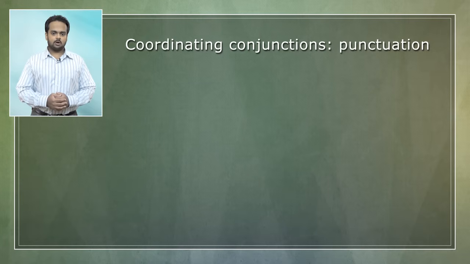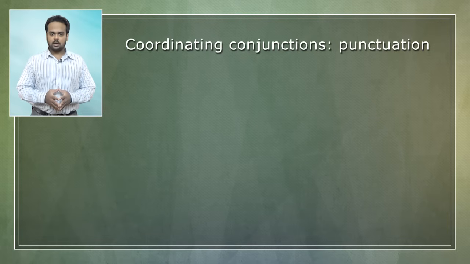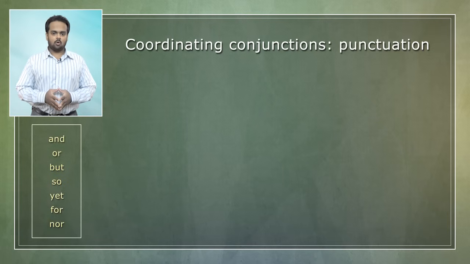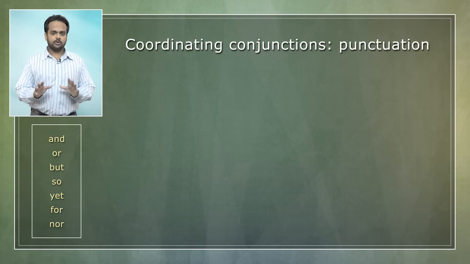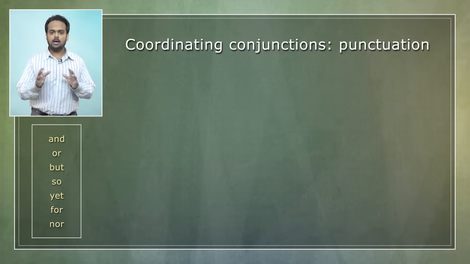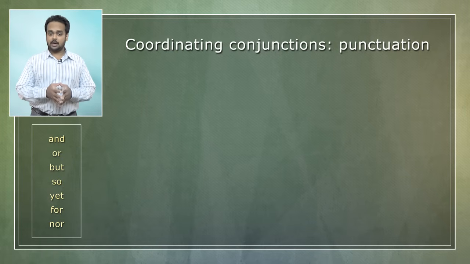Coordinating conjunctions are probably the most commonly used type of conjunction in English. These are the words and, or, but, so, yet, for, and nor. Now, the words for and nor can be used as conjunctions, but they're not used a lot. The word for is used much more as a preposition and not a conjunction. But the other five are very common. All right, let's talk about how to punctuate them correctly.